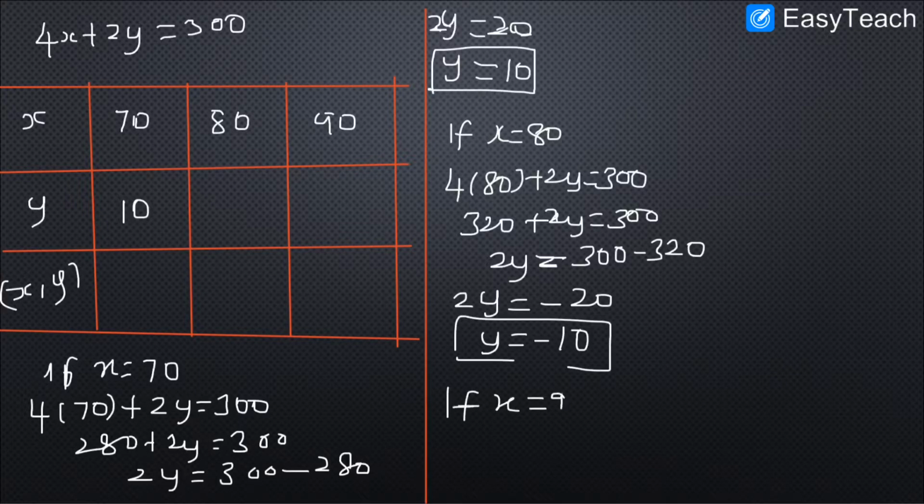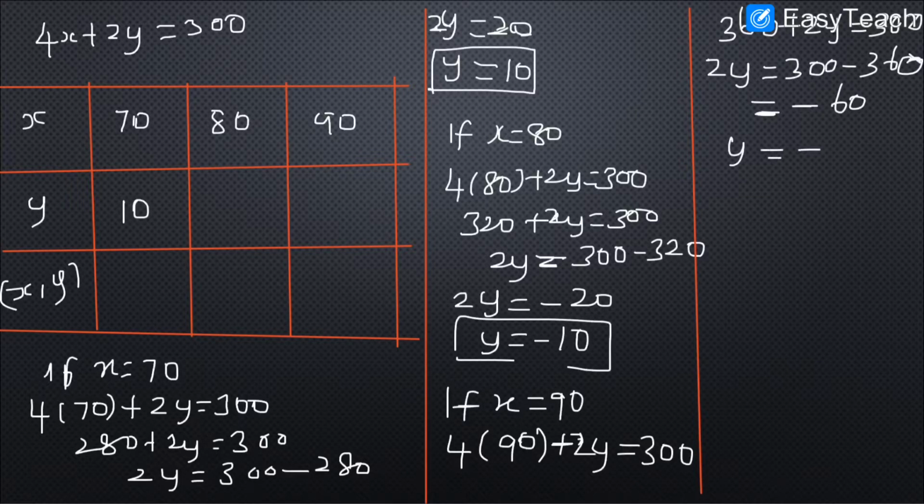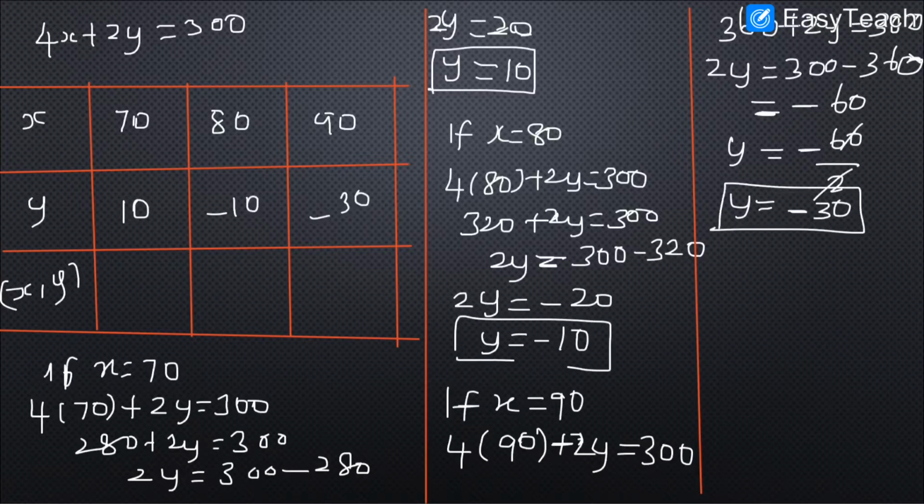If x equals 90, 4 into 90 plus 2y equals 300. 360 plus 2y equals 300. So y equals minus 60 by 2. I get minus 30. Here the vertices are 70, 10; 80, minus 10; and 90, minus 30.